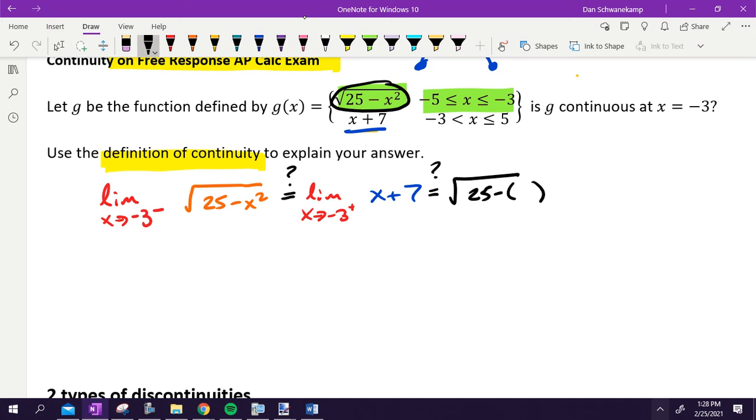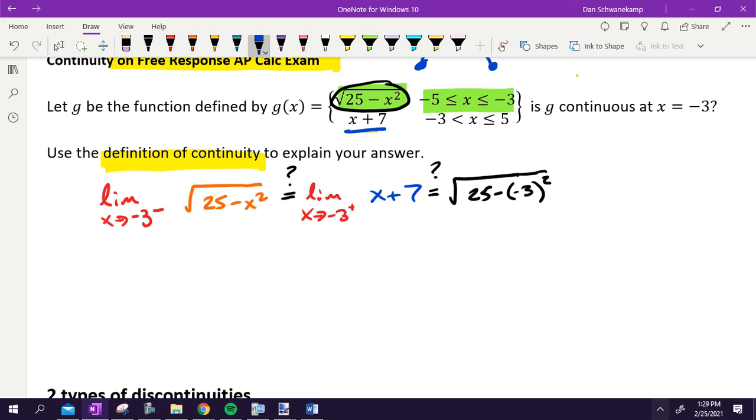25 minus, and it's not just x squared. I really want to plug in negative 3 and square it. Obviously, whatever I get here is going to be the same as that one, but that's just showing the left, the middle, and the right. Everybody with me so far? Find those numbers. See what you get. All right. So we're going to do this a lot in the future. This is the biggest free response thing that we can do in this chapter.